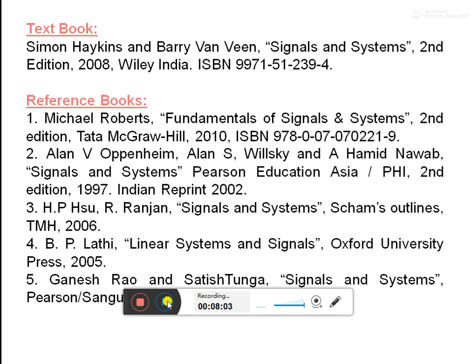Along with this, there are a few other books listed as reference books: Fundamentals of Signals and Systems by Michael Roberts, second edition; Signals and Systems by Alan V. Oppenheim, second edition; Signals and Systems by R. Rajan; Linear Systems and Signals by B.P. Lathi; and Signals and Systems by Ganesh. So these are the books which you can refer to for the above syllabus.